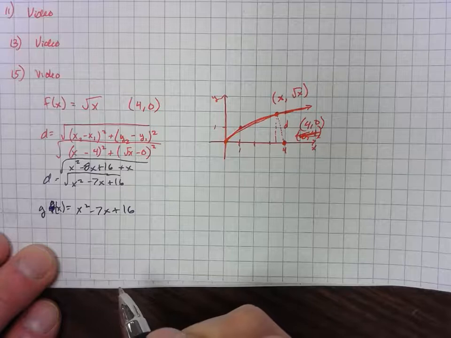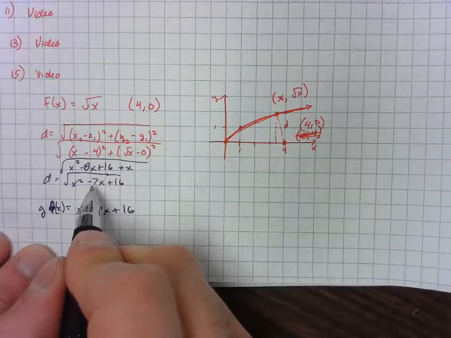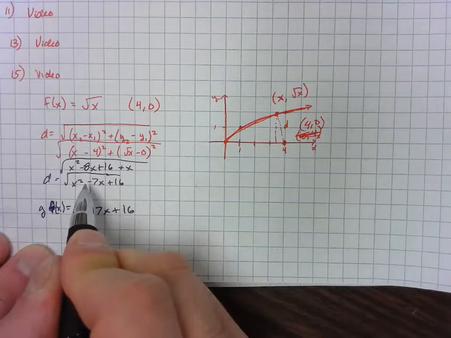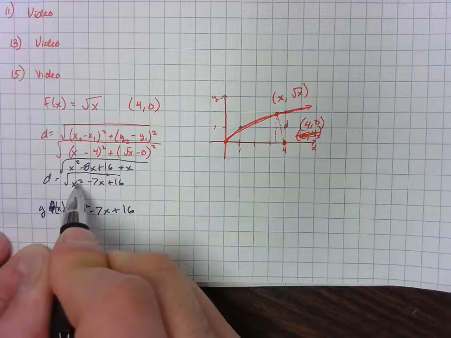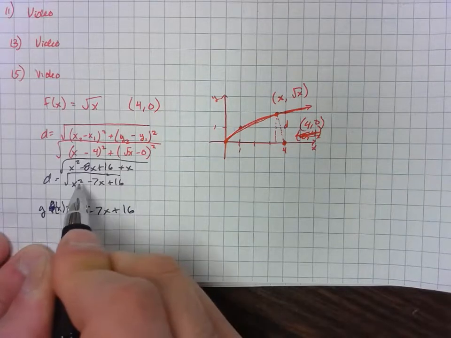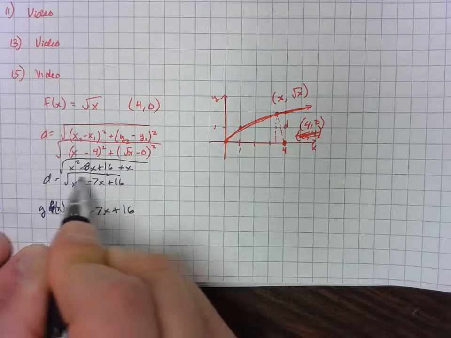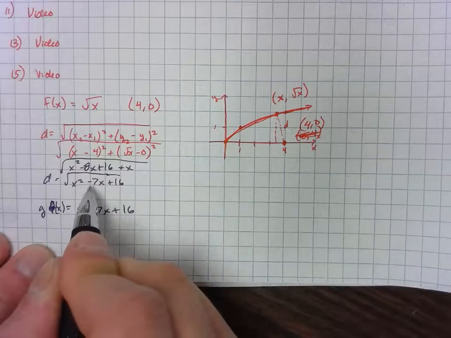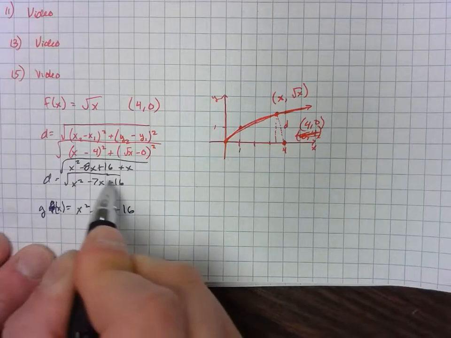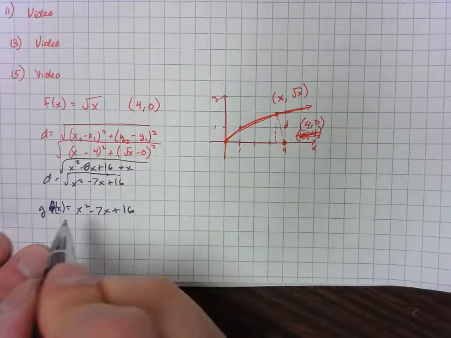A reason why it's smallest there is because it's smallest when the number inside is smallest. If this is 0 inside here, then the distance is 0. If it's 4 inside, then the distance is the square root of 4, which is 2. If whatever's in here is 144, then the distance is 12. So the smaller this number is, the smaller the distance is. So let's find the critical numbers of this guy right here.